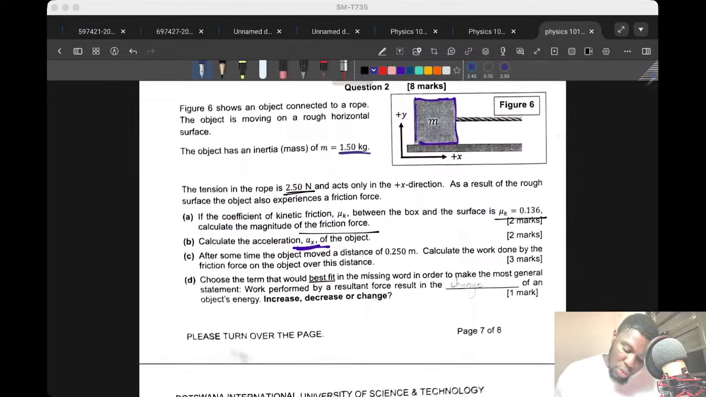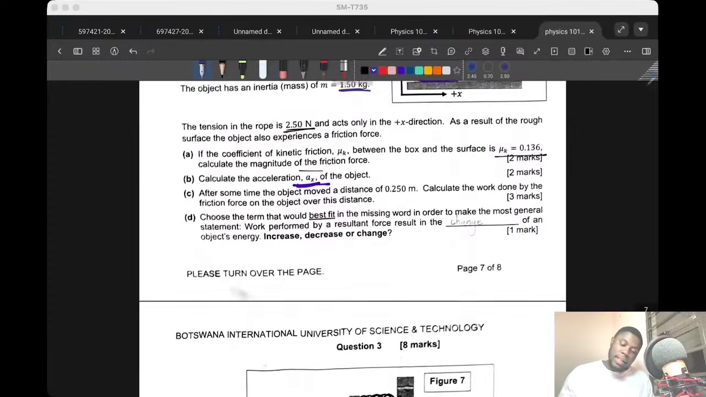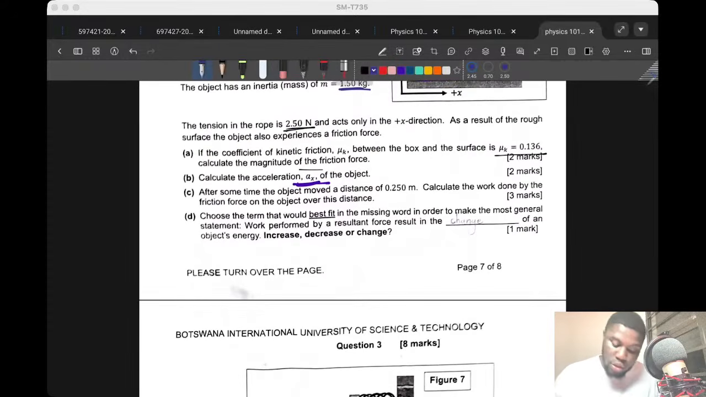Hey, coefficient, what? Let me tell you what you need to know now. You need to know that the force of friction is mu, then you multiply by the normal force. You can say by this or by N, it's still fine. It's mu times N. This is the force of friction.